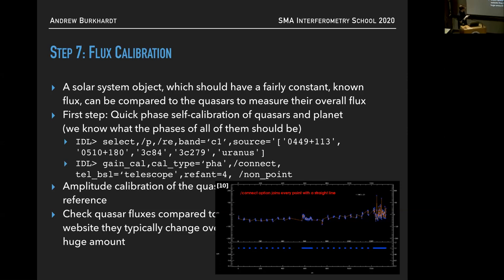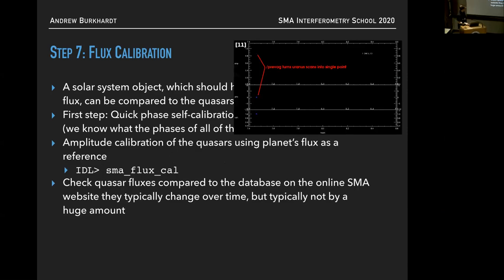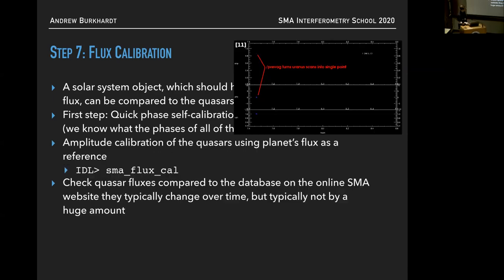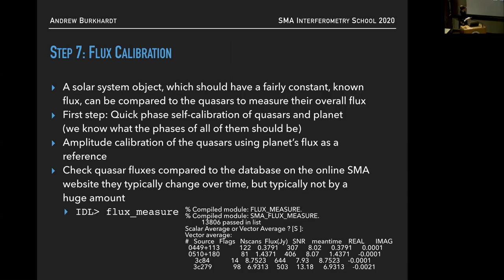And then we do a gain cal with the phase, and then we have the amplitude calibration. There's one command that looks very similar to this one that you do for the amplitude, but there's also just a command in Mir that's just SMA flux cal as well, and they both work pretty well. So I just gave you the easier to remember one.